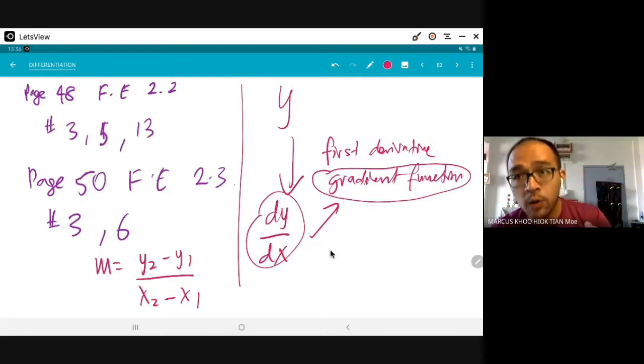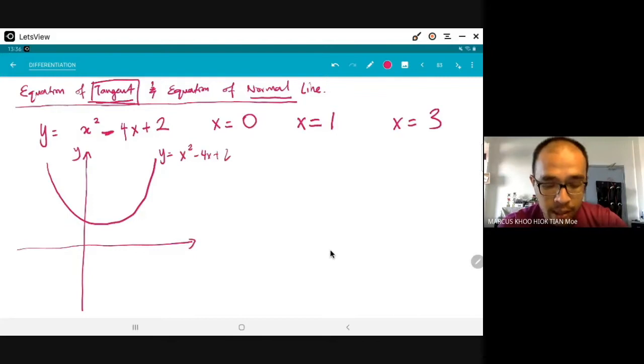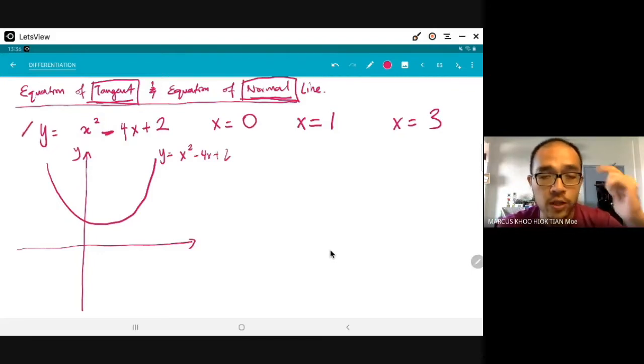But now when we are doing differentiation, we want to find the gradient of certain special lines, and those special lines we call the tangent and the normal. So I want you to consider this situation. Let's say I give you this curve, which I've already drawn for you, and the equation of the curve is y equals x squared minus 4x plus 2. So if you want to find the gradient function, what must you do to the y?